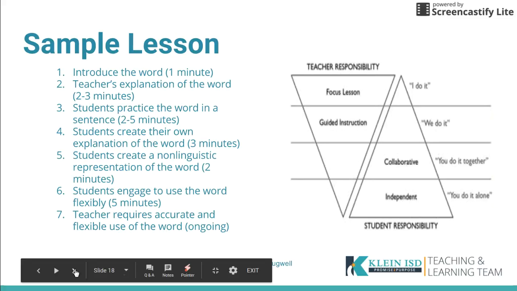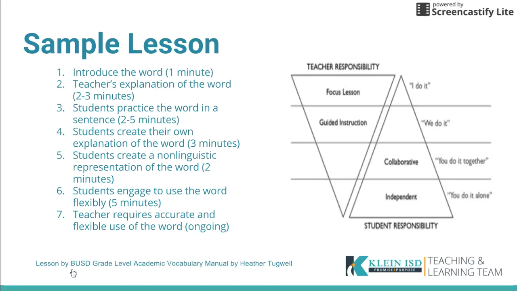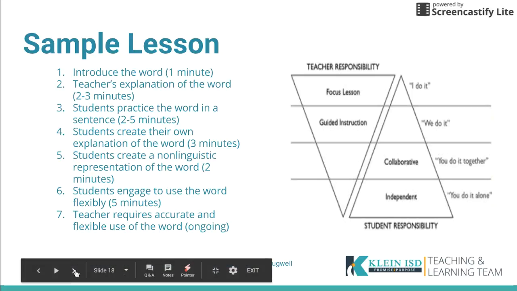That usually takes about a minute. Then you go on with teacher explanation of the word for about 2 to 3 minutes. Students will then create their own explanation of the word. This usually helps them create a connection to it, so it's easier for them to later access this information. Students need to be engaged with the word. This usually takes about 5 minutes, and it requires a teacher's accurate and flexible use of the word.